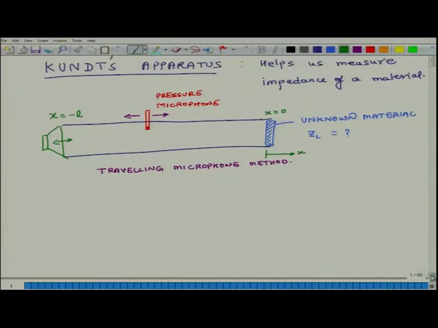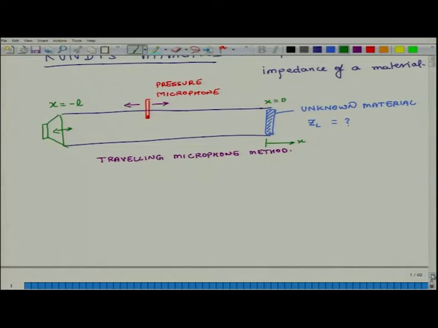So, how do we do it? This is again a one dimensional problem. Sound will travel only in one dimension. So, as we have done in the past, we start with the transmission line equations. So, we write down the transmission line equations.